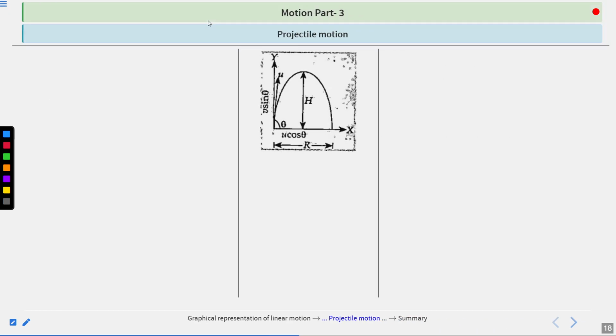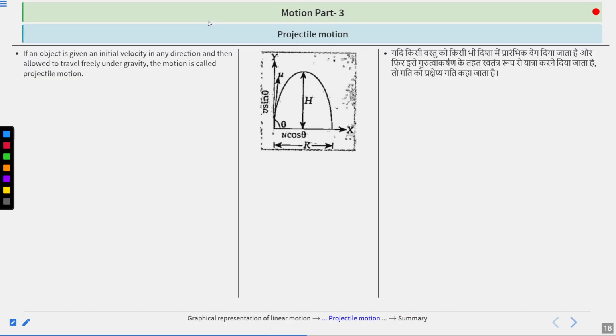Now, what is projectile motion? If an object is given an initial velocity in any direction and then allowed to travel freely under gravity, the motion is called projectile motion. Okay, like this. This is a certain angle, theta, you can say. That's why it's known as a projectile. It is traveling freely under gravity. There is no other kind of force acting on it.